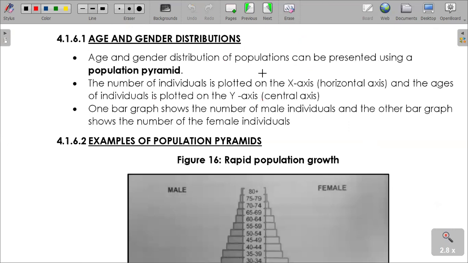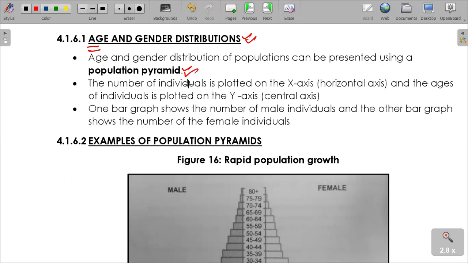So age and gender distribution in terms of accounting for population growth is analyzed via age and gender distribution, to say how many people are in which age groups and also their gender, in order for us to have a specific statistical analysis of population. So age and gender distribution of population can be presented using a population pyramid. A population pyramid is used to analyze, present and also demonstrate the population growth of a country or a population distribution or population representation of a country.